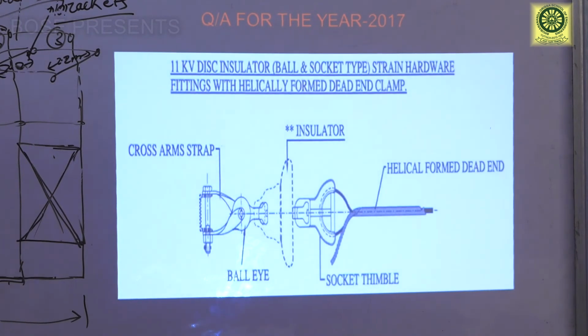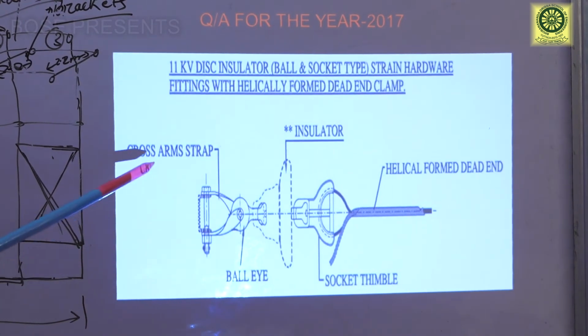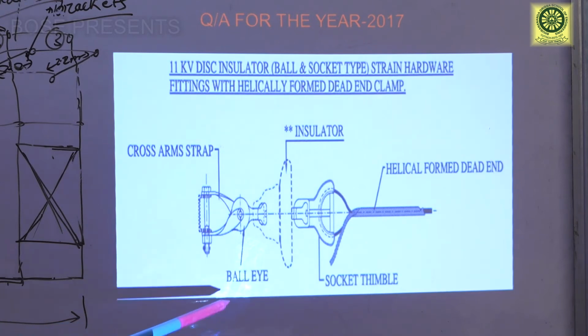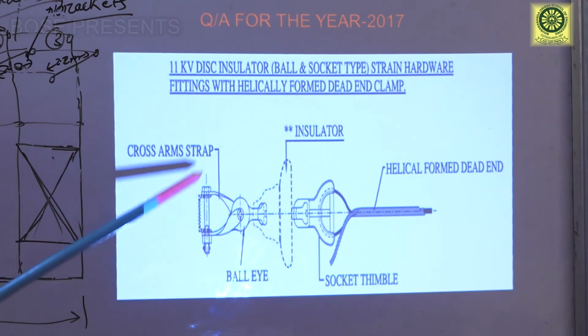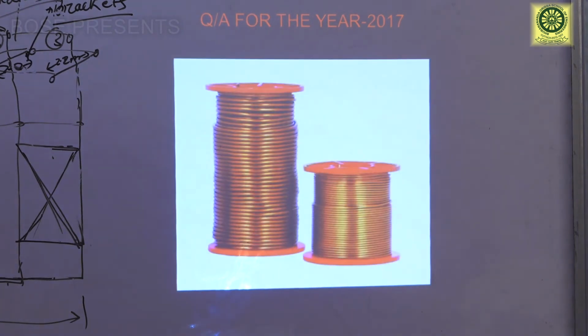Next, this is the cross arm socket thimble ball 11 kV disc insulator. This is the construction of a disc insulator. Next, this is the binding wire. This is the construction of the binding wire.